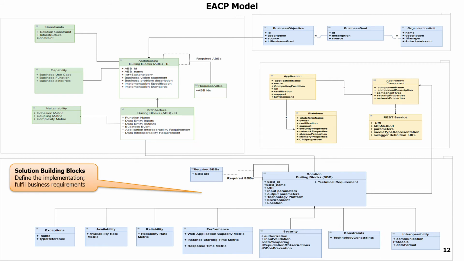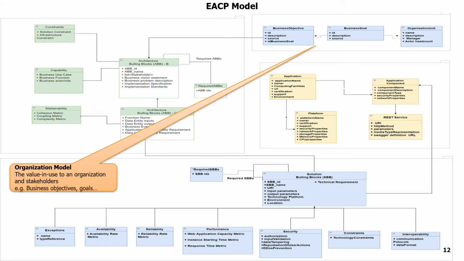This artifact is linked to what we call the solution building block, which defines the implementation that fulfills business requirements. Then it is linked to an architecture building block which captures architecture requirements from business point of view, data, and so on, and which is linked finally with an organization model to bring the value in use to an organization and different stakeholders by describing the different business objectives and goals.